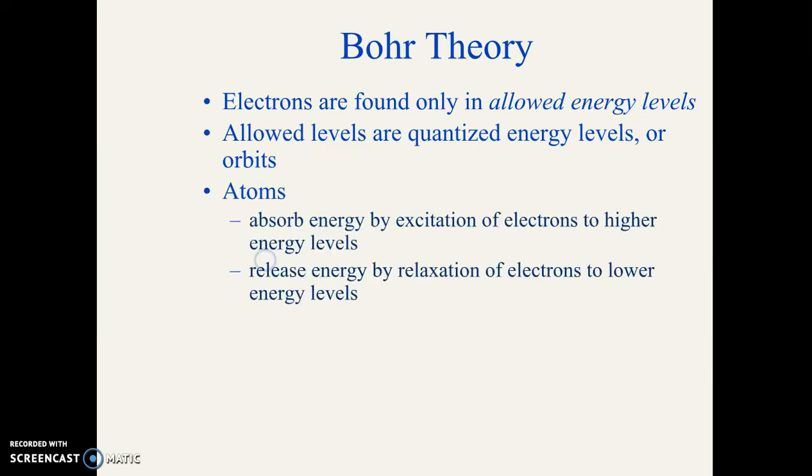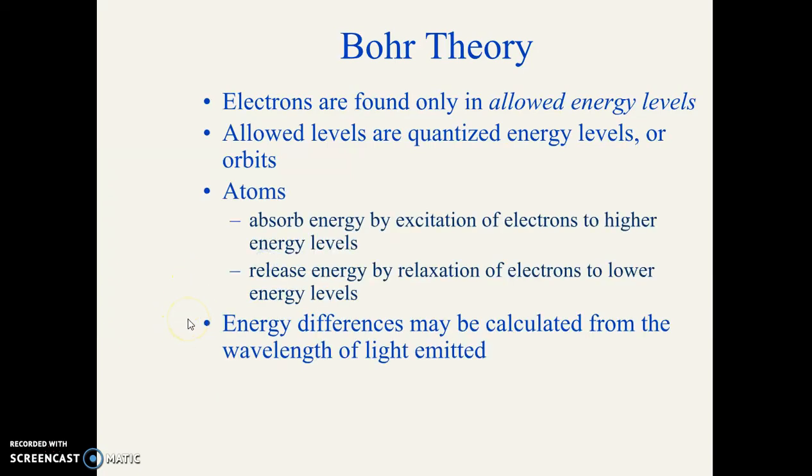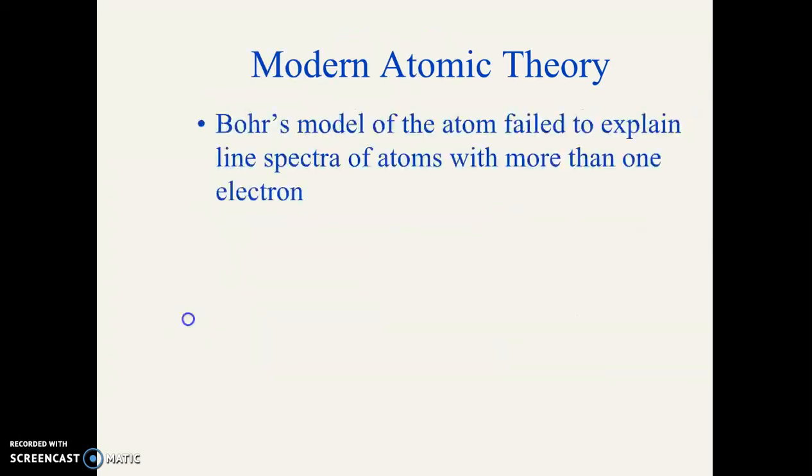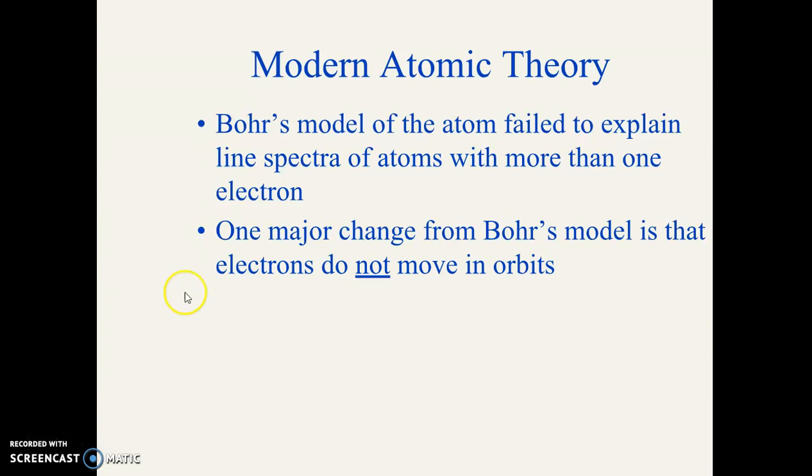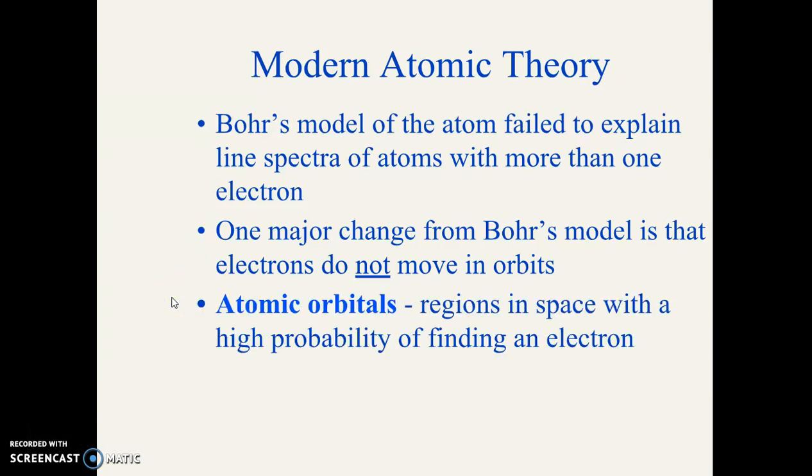So that's kind of the definition of the Bohr atom or the Bohr theory, that the electrons are in these kind of planetary orbits. And we now know that to not be 100% true. Bohr's model of the atom failed to explain line spectra of atoms with more than one electron. So really, when you get outside of hydrogen, they don't really follow the specific rules that we would have expected for Bohr's model. So one major change from Bohr's model is that electrons do not move in these planetary orbits around the nucleus.